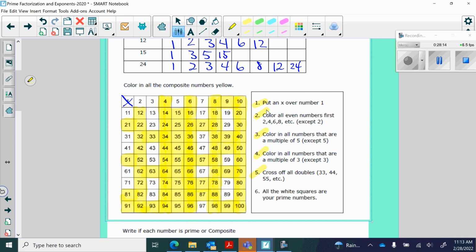The next row, 23, 29. Next row, the 30s, 31 and 37 are white. Your next row, 41, 43, 47. The next row, 53, 59. Next row, 61, 67. Next row, 71, 73, 79. Next row, 83, 89. And your last row, 97. So these are all of your prime numbers from 1 to 100.